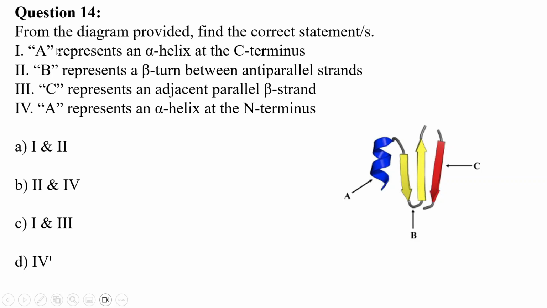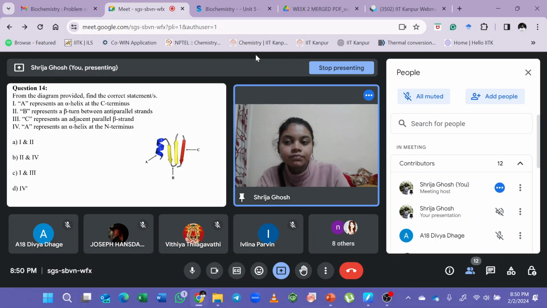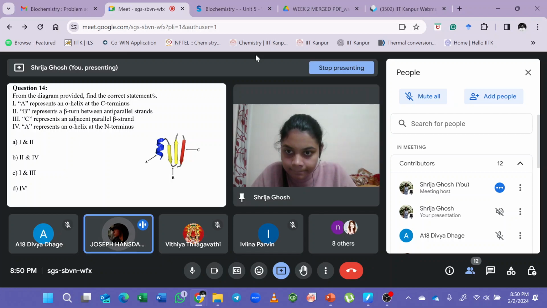The first statement, A represents alpha helix at the C terminus. How do we know that is not the correct answer? How do we know whether it is N terminus or C terminus? Why is the fourth option correct? Joseph answered, right? Can you tell us why is the fourth option correct? By looking at the arrow of the beta strands, the arrow starts from the N terminal. Yes, that is the correct answer.